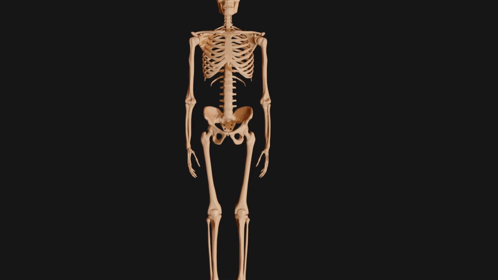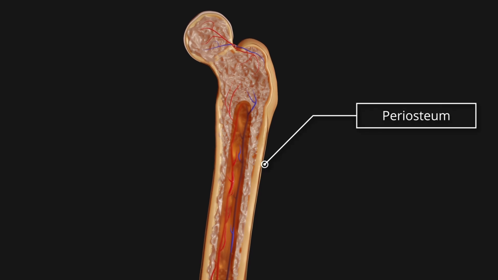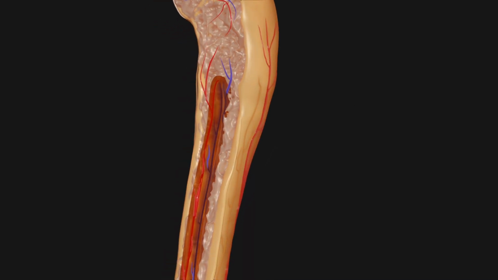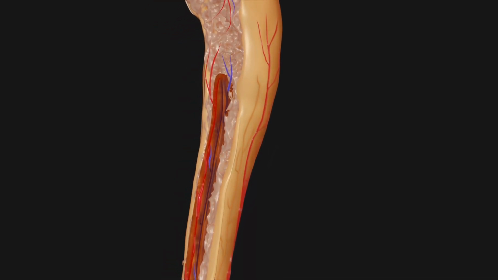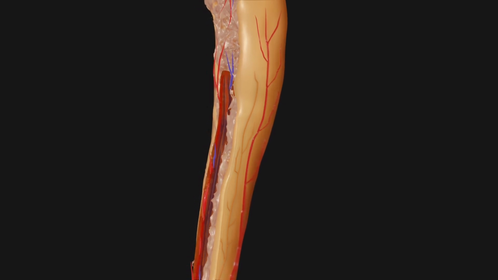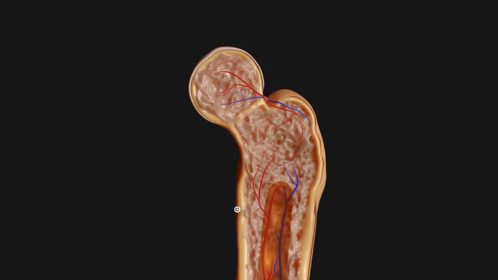Let's take a quick look at the femur. Apart from the joint surfaces, the femur is covered by a thin layer of connective tissue. The periosteum is well supplied with blood and contains nerve fibers and the stem cells that are essential for bone regeneration. Although not visible here, the inner surface is also covered by a skin.